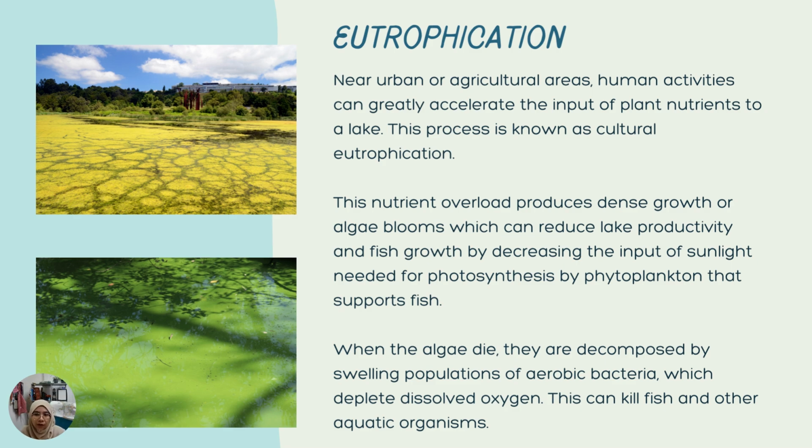This nutrient overload produces dense growth or algal blooms, which can reduce lake productivity and fish growth by decreasing the input of sunlight needed for photosynthesis by phytoplankton that support fish. When the algae die, they are decomposed by a swelling population of aerobic bacteria, which deplete the dissolved oxygen. This can kill the fish and other aquatic organisms.